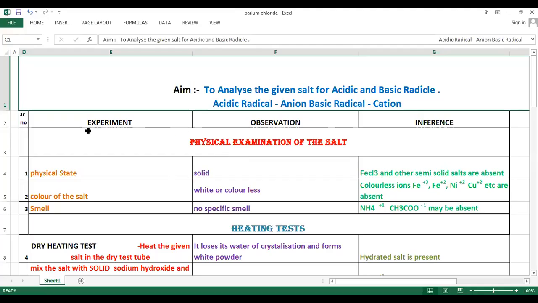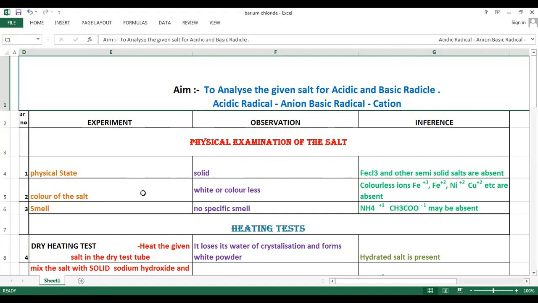So again, we are going to follow the same pattern. We do the experiment, we observe the results, and then we reach a conclusion which we call inference. So first we need to go for the physical examination of the salt. We have seen that the physical state of the salt is solid. That means the semi-solid FeCl3 kind of salts are absent.